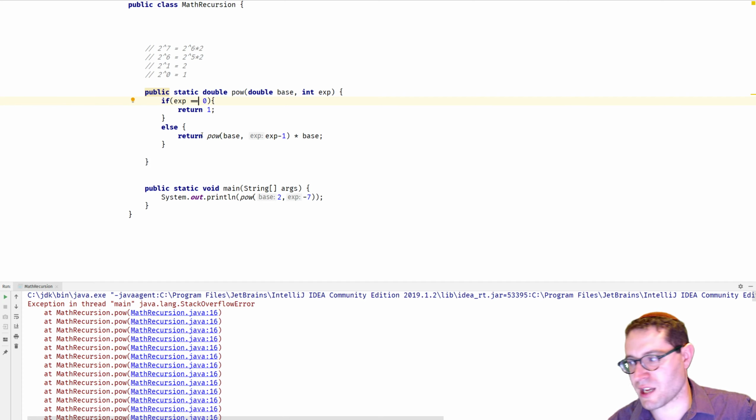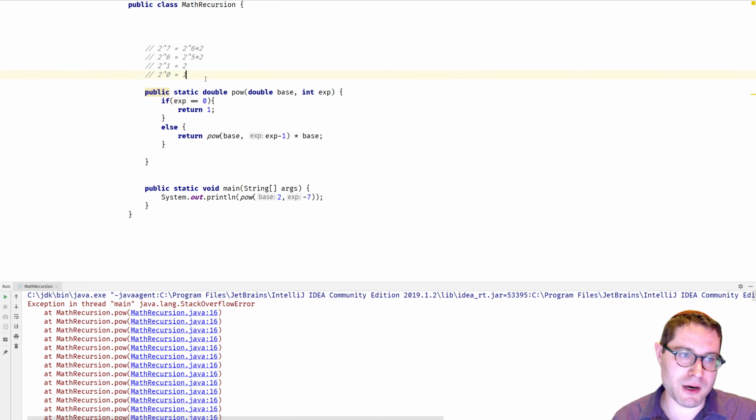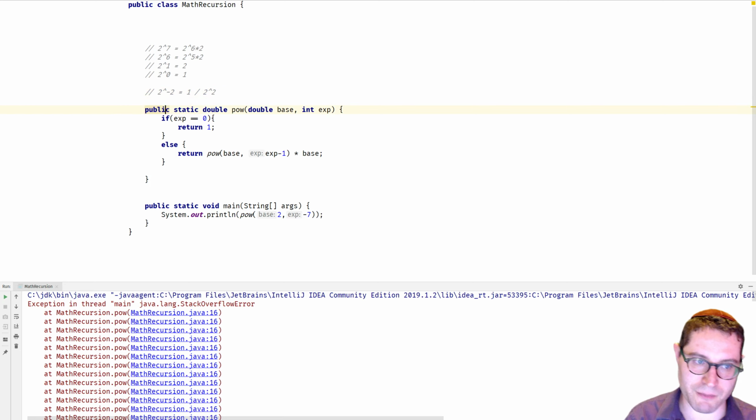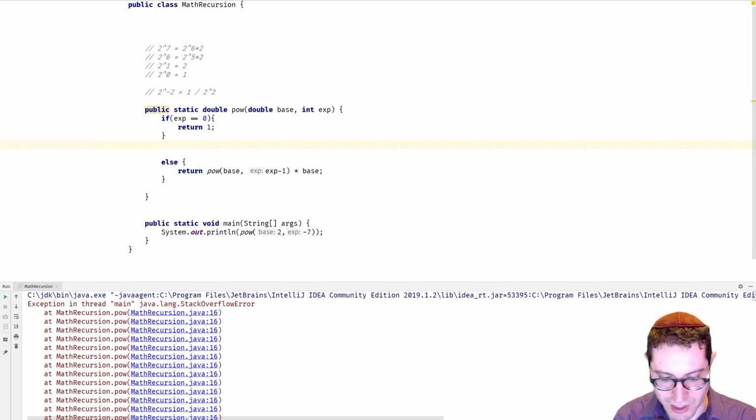So what should a negative exponent be? Well, if we remember, a negative exponent is the same as saying, hey, 2 to the negative second power is equal to 1 over 2 squared. It's just simply 1 over that number when it's a negative exponent. So that actually makes our job not so bad to do. And this is part of the reason I have a double here.